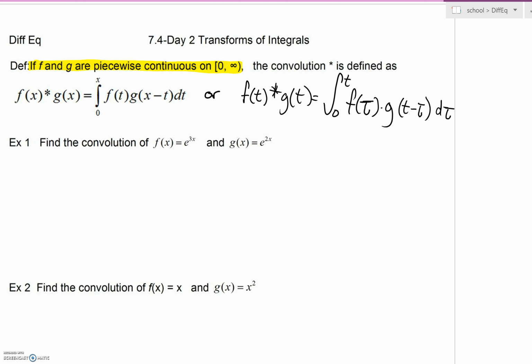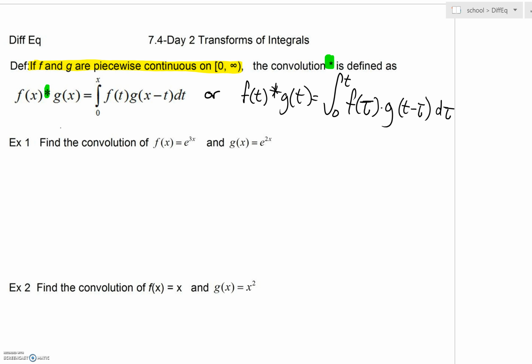A convolution, and this is going to look a little different. It's really just this asterisk. When you see two piecewise functions, they're continuous. If you take the convolution of them, f convoluted with g, that plain and simply is by definition the integral from 0 to x of f of t times g of x minus t dt. So we just simply work out this integral. It's by definition.